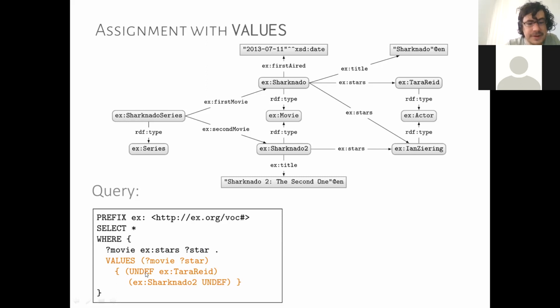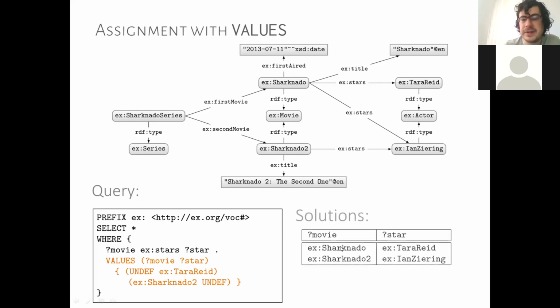Okay, so taking the first solution here in values, movie will be undefined. So what we'll be searching for will be movie stars star, which will be movie stars Tara Reid. So we're looking for what movie Tara Reid stars in, which is Sharknado. And then we have Sharknado 2 stars star, where star is left undefined, so it's still a variable. So we're looking for Ian Ziering here. And our results will look like this. So we'll have both the movies that Tara Reid has starred in, as well as the stars of Sharknado 2.